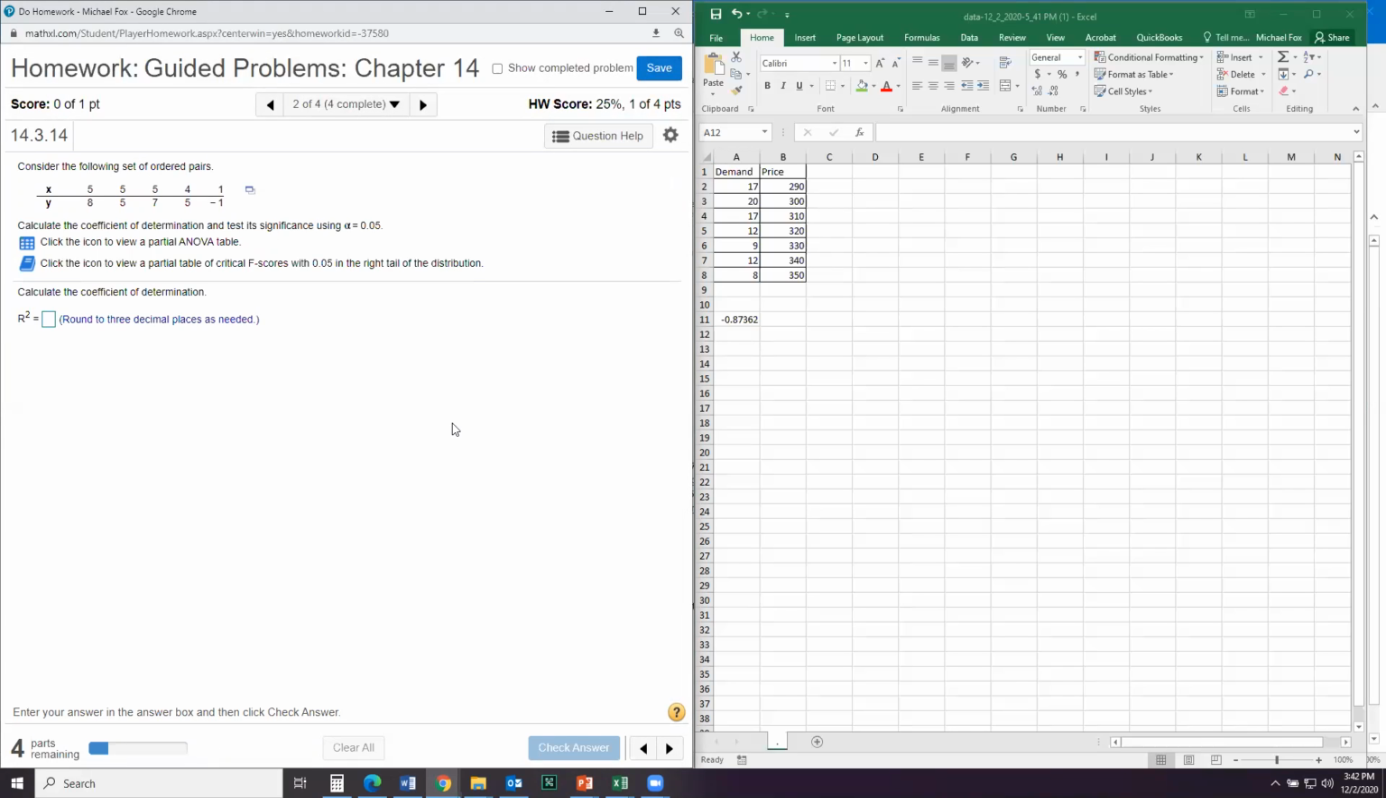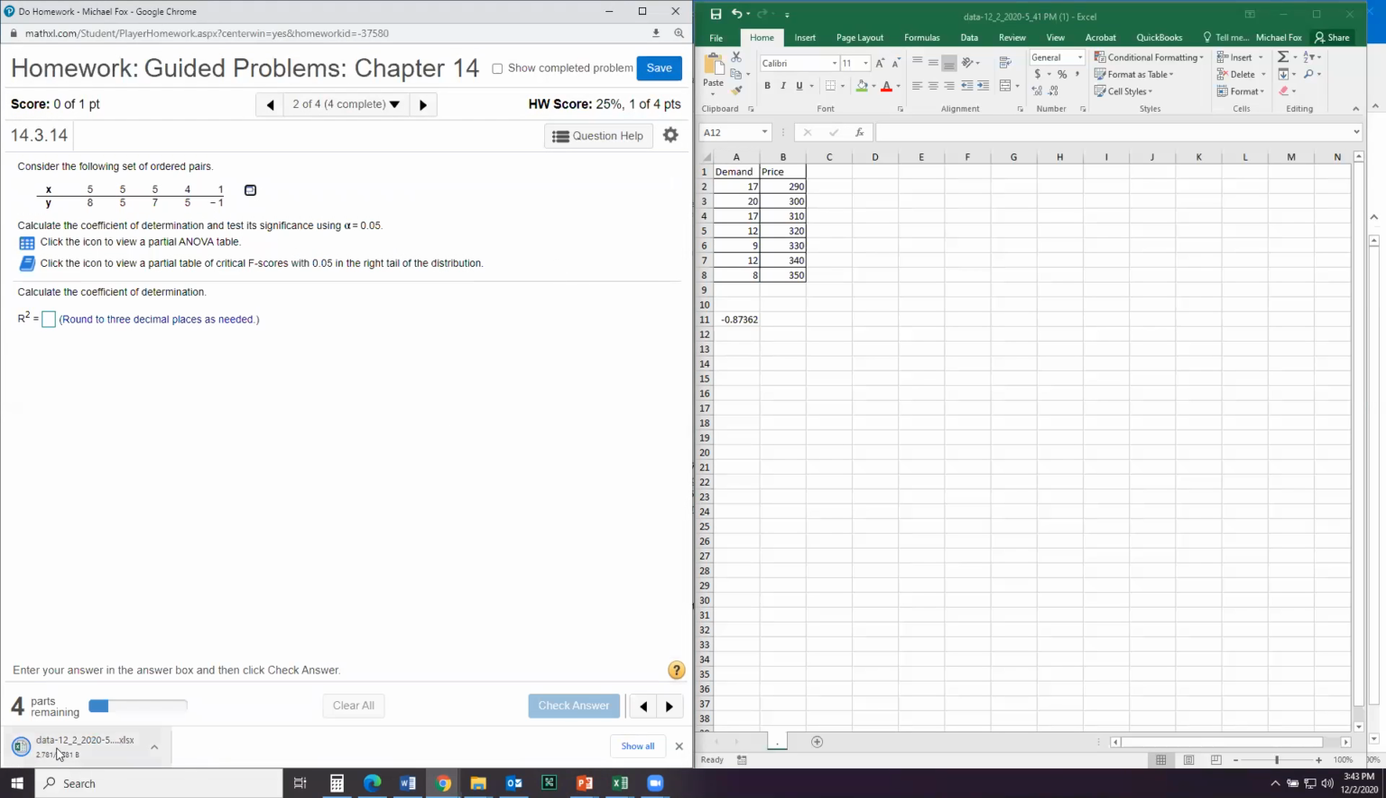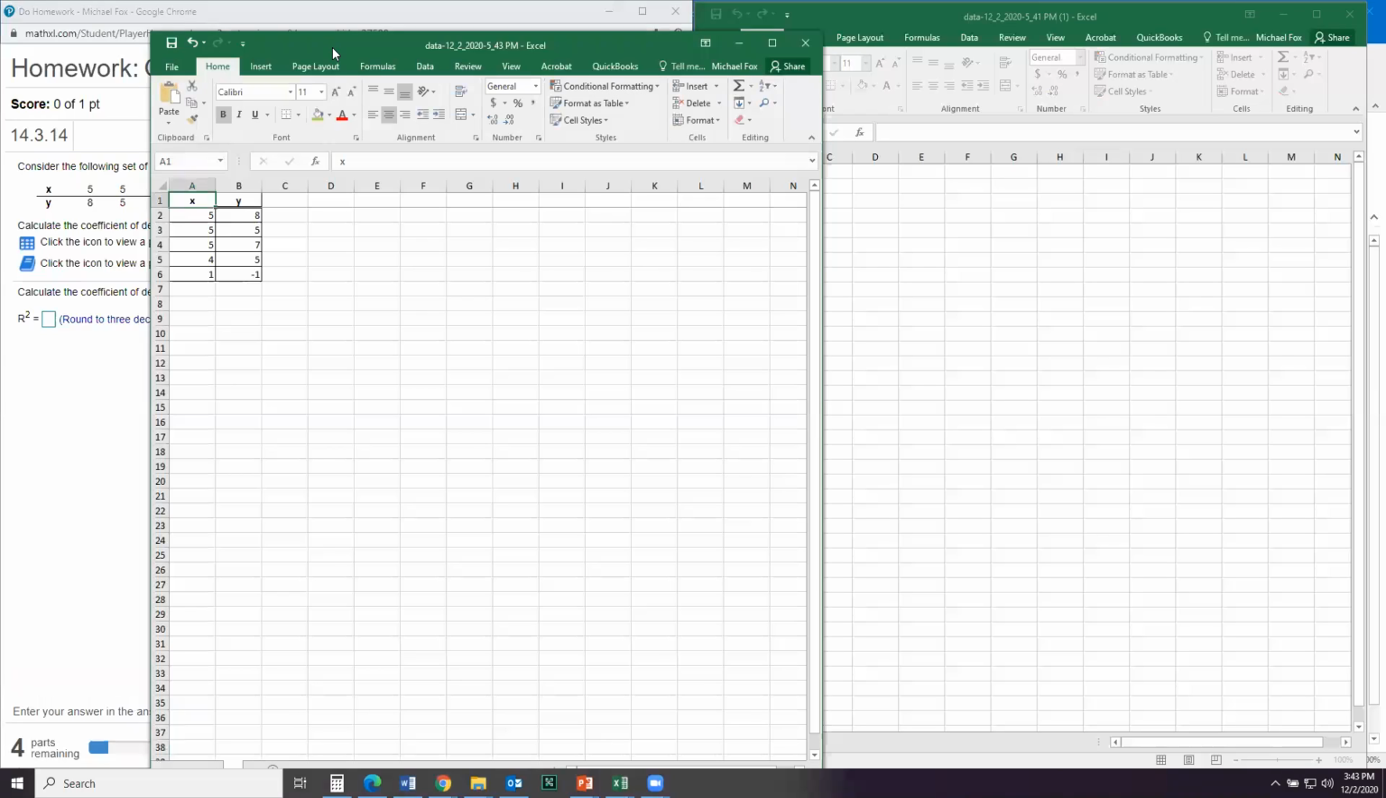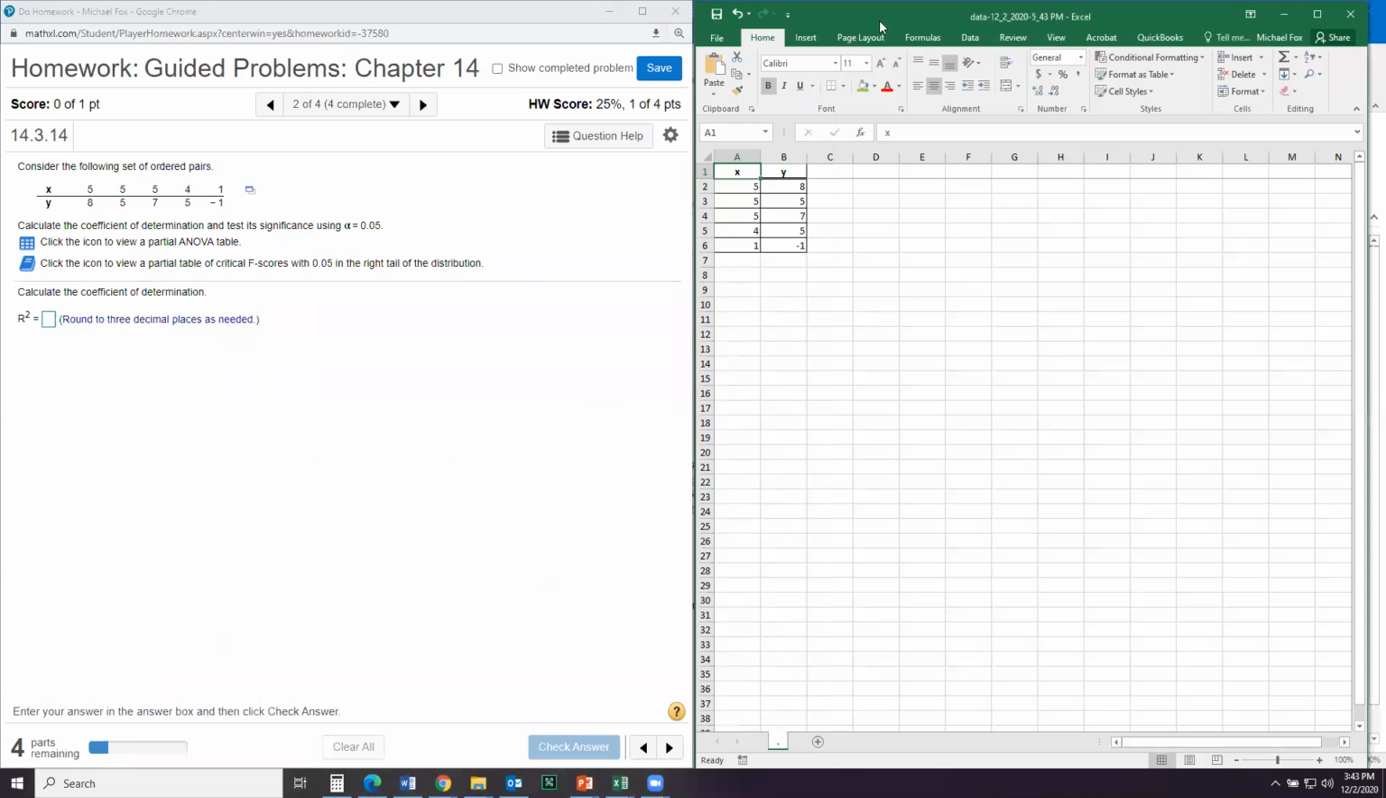So here we have a set of ordered pairs, which I will open in Excel. And it wants us to calculate the coefficient of determination, and then test the significance of that coefficient of determination.